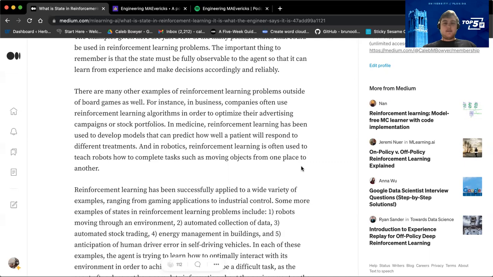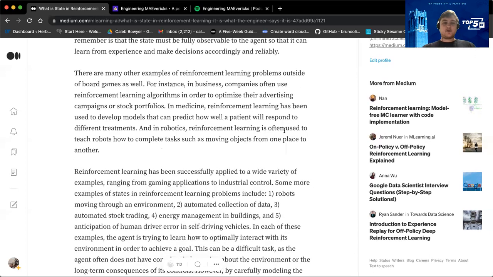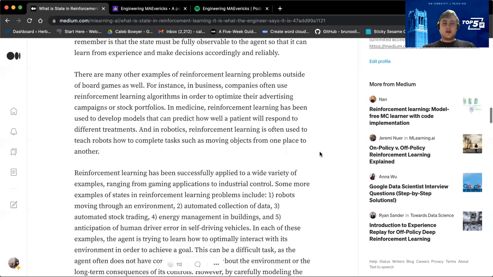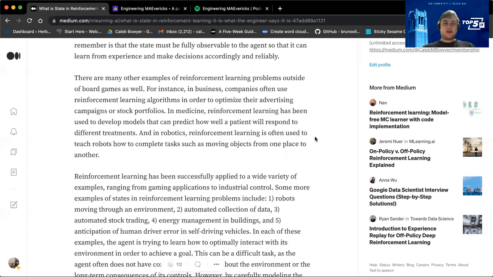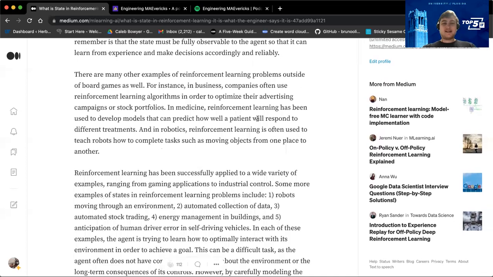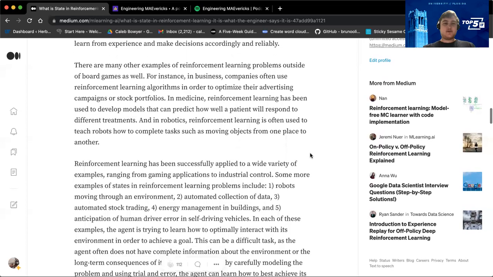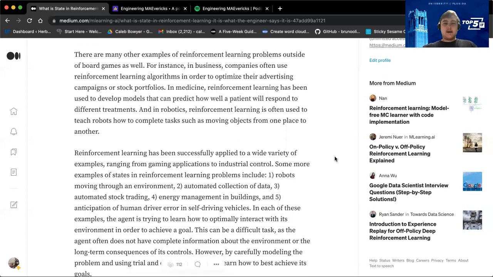For instance, in business, companies often use reinforcement learning algorithms in order to optimize their advertising campaigns or stock portfolios. In medicine, reinforcement learning has been used to develop models that can predict how well a patient will respond to different treatments. And in robotics, reinforcement learning is often used to teach robots how to complete tasks such as moving objects from one place to another. Just think of one robot that is moving some part, maybe in an assembly line, from one place to another.